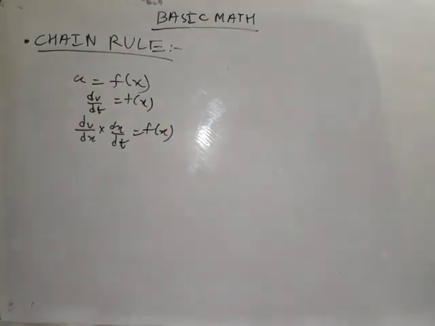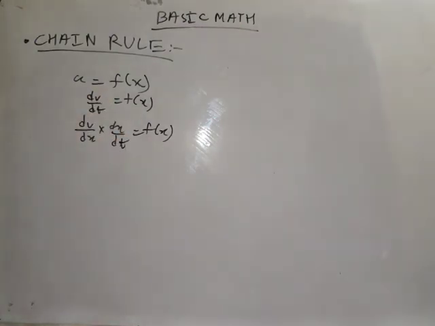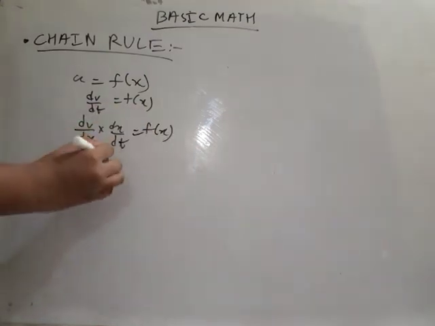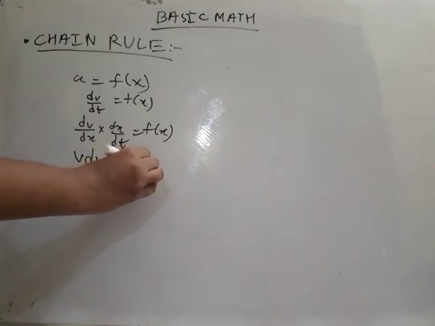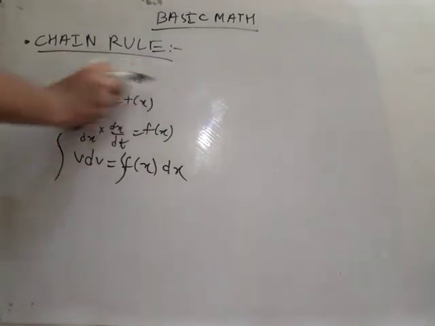Yes. Now what is dx by dt? This is displacement by time, that is instantaneous v, so it is v dv by dx. And if I take dx here, it is equal to f of x dx. Now we can easily integrate these terms because we have found dv here and dx here. It can be integrated. These are the situations where we can use the chain rule.